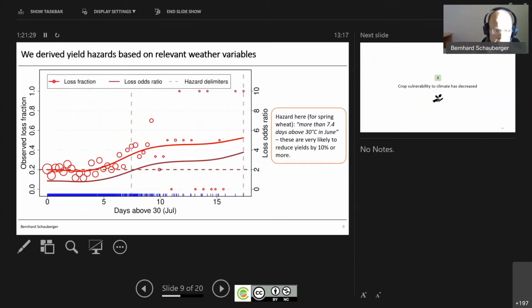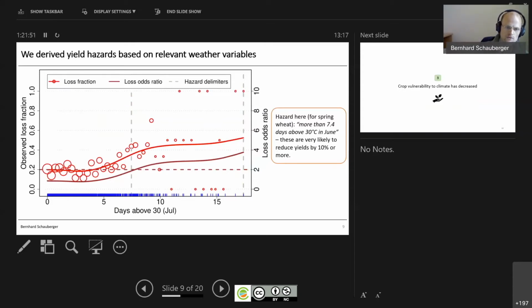And then using these important variables, we started to define so-called hazards. And a hazard from a risk perspective is an event, and if you enter that event, it becomes dangerous. And here the example is days above 30 degrees Celsius in July.